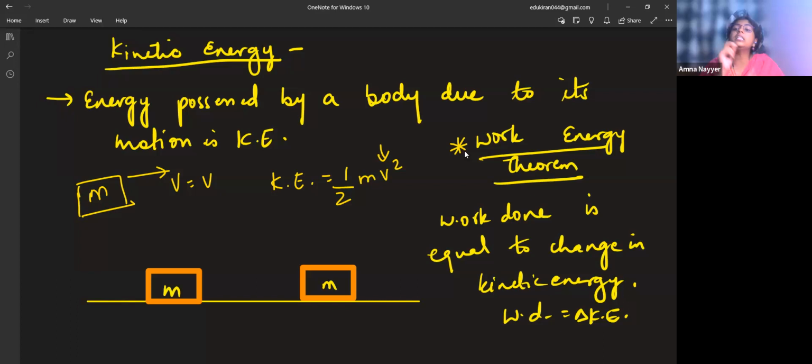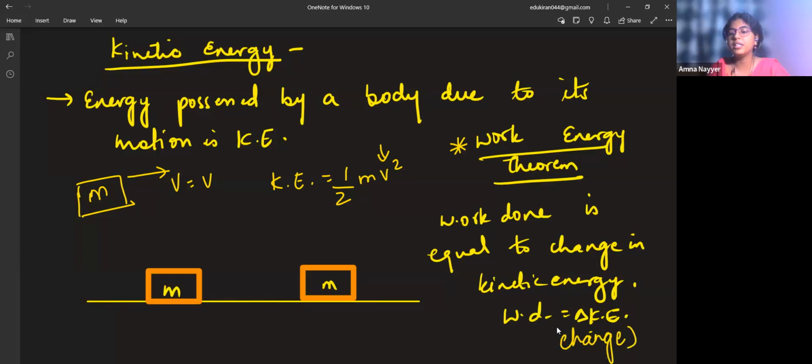So what does the work energy theorem say? It says that the change in work done is equal to the change in kinetic energy. And this is a very important statement because in many places you will have to use this to find velocity. Somewhere a random question will be given to you, energy and all, and velocity will be asked. How will you relate? You will relate it through the work energy theorem. That work done gets stored in the form of kinetic energy. So work done is equal to change in kinetic energy. Work done is equal to delta K. Delta K means the change.